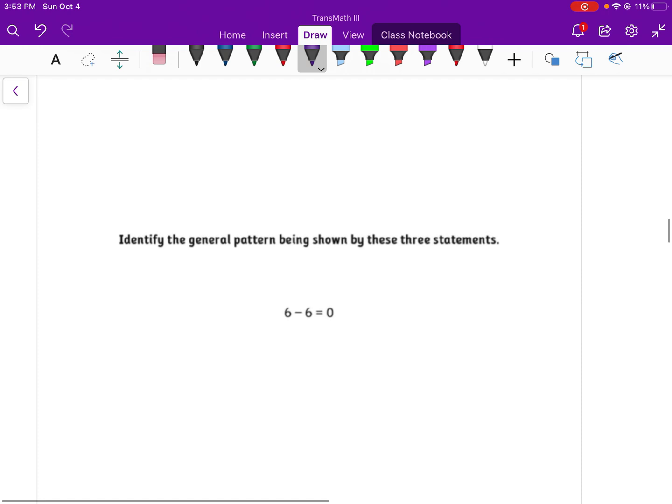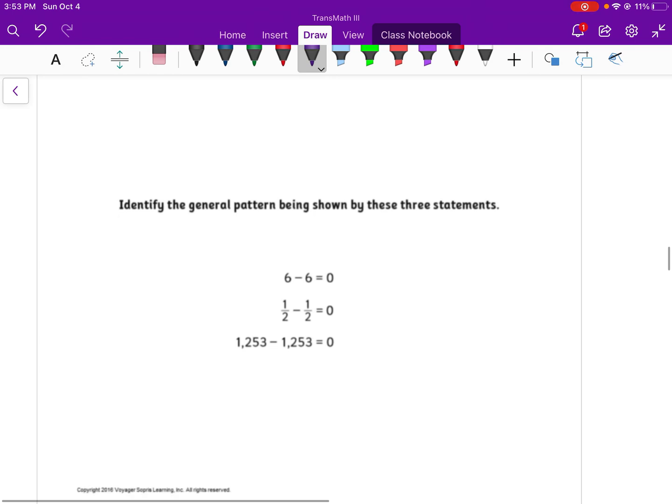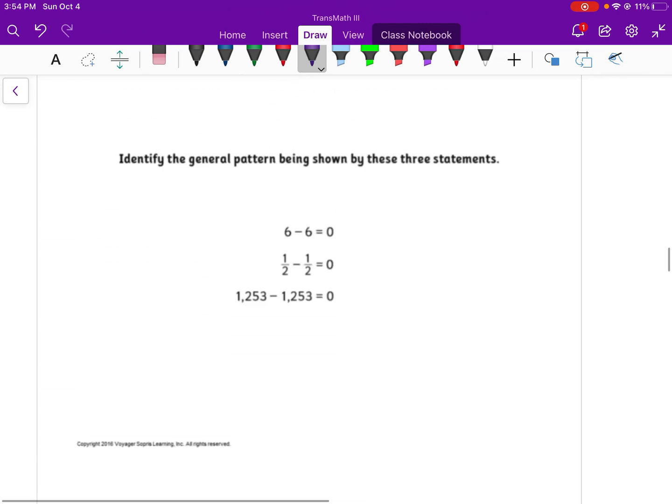Moving on. 6 minus 6 equals 0. 1/2 minus 1/2 equals 0. 1,253 minus 1,253 equals 0. What you should notice is that it always equals 0, and we're always taking that value minus that same value. Again, the ones in red are the things that are varying.